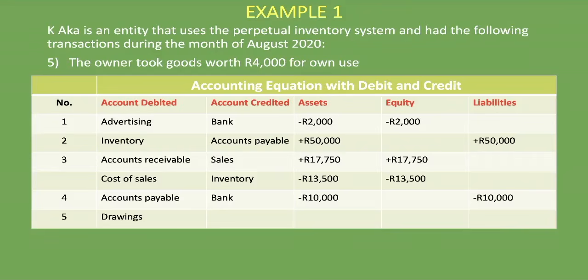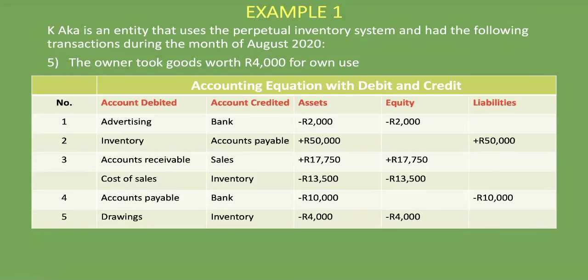Okay, so the owner took goods from the business, so we're putting the inventory on the credit side, because our inventory is reducing, because it's going out of our business. The owner is taking it, so put inventory there. And inventory is an asset, so our assets will reduce by 4,000 rand, so we put minus 4,000 rand on the asset side. And then drawings reduce our equity, so we put minus 4,000 rand on the equity side as well. I hope it's making sense. You can see our accounting equation still works. Our assets still equal equity plus liabilities.